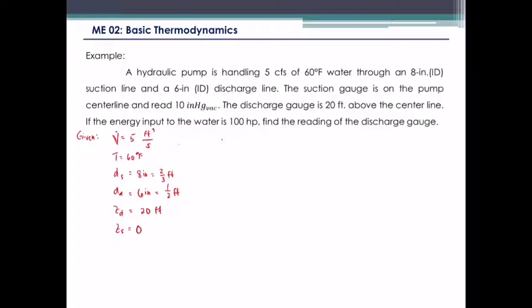Pressure. We are also given the pressure sa suction: 10 inches of mercury vacuum. When we say 10 inches of mercury vacuum, that is just equivalent to negative 10 inches of mercury. That is the gauge pressure at the suction.